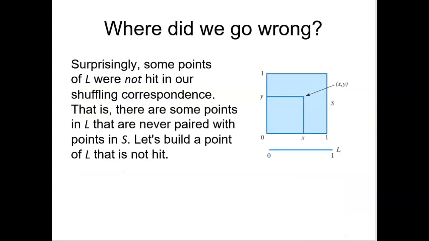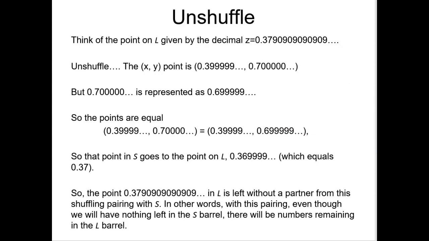So surprisingly, some points of L were not hit in our shuffling correspondence. And that is, some points of L were never paired with S. And the reason why has something to do with the numbers inside it, the way that we shuffled it. So let's unshuffle it first. So let's think of that point in L given by the decimal, this guy here. So here is an L point. So we're going to unshuffle it to find its corresponding point on S.